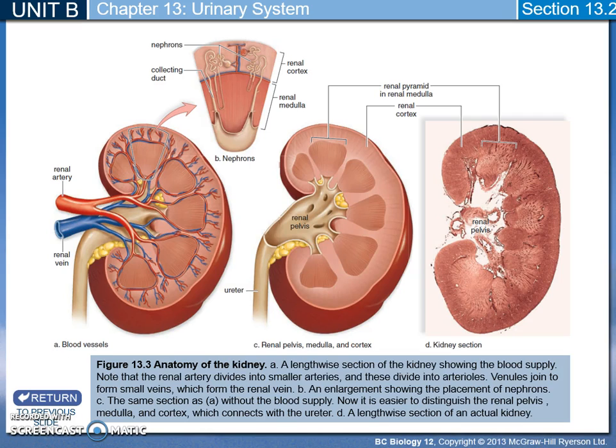Here you can see some various diagrams of cross-sections of the kidney, and the one on the right would actually be a photo of an actual specimen. Again, a cross-section of it. So you can see the three regions of the kidney in this, with the outer renal cortex, and then the renal pyramids in the renal medulla, and then the inner renal pelvis.